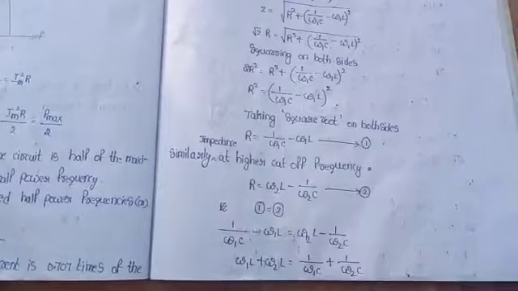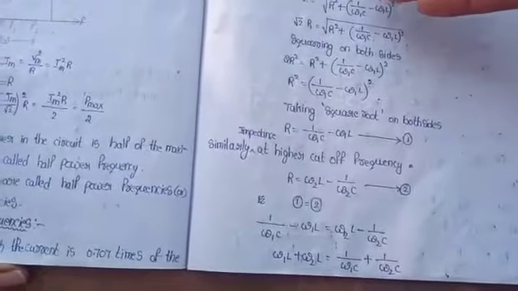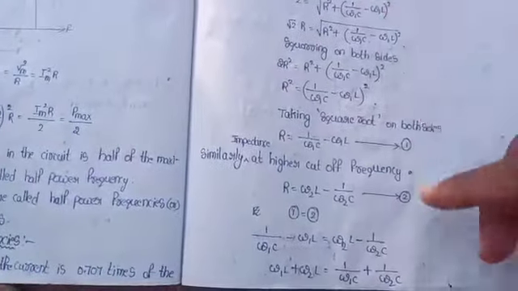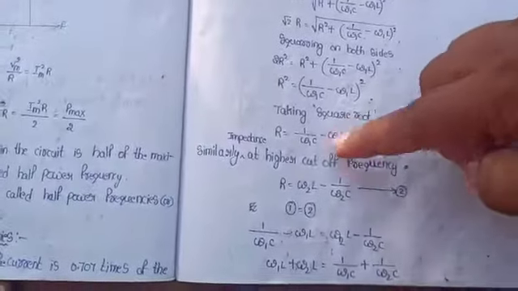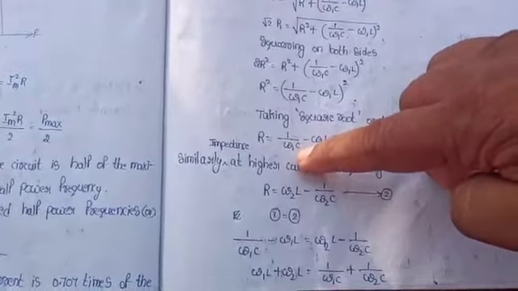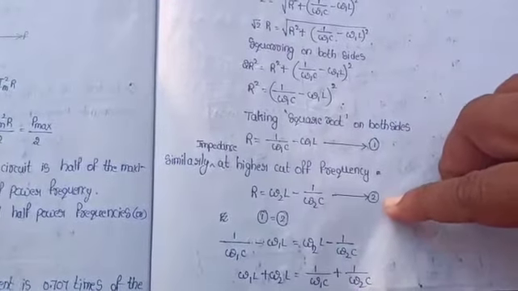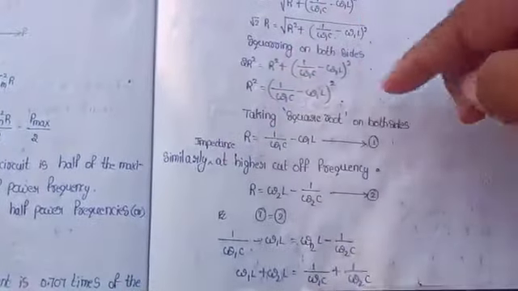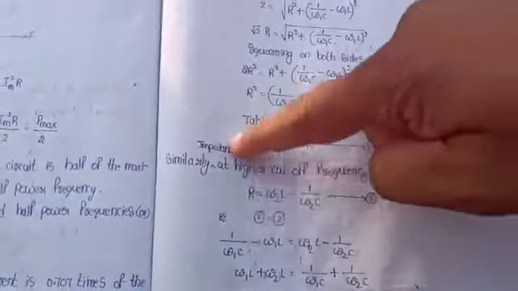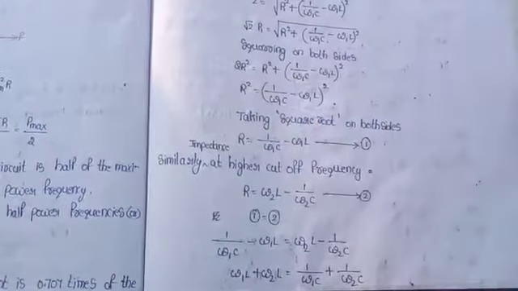Similarly for the higher cutoff frequency, the derivation is the same. This derivation was for the lower cutoff frequency. In a similar manner, for the higher cutoff frequency, R is equal to omega 2 L minus 1 by omega 2 C. That is taken as equation 2. The left hand sides of equations 1 and 2 are the same, so we equate the right hand sides.